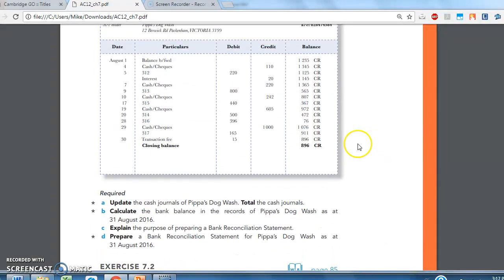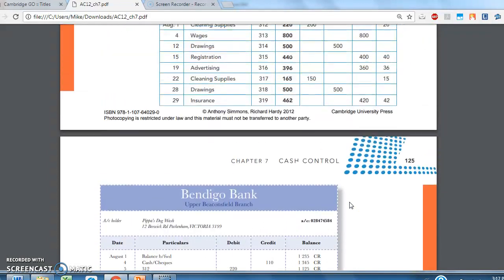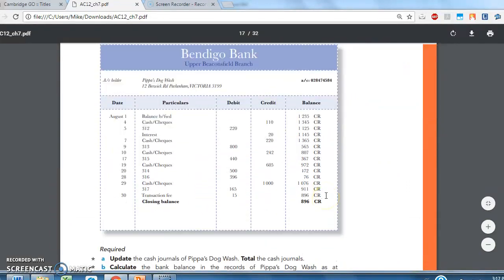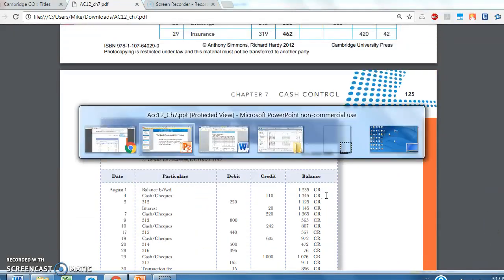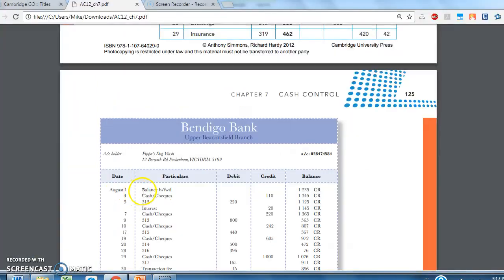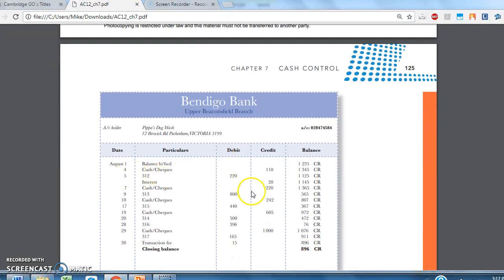Alright, so if we go answer question A, so update the cash journals of Pippa's Dog Wash, total the cash journals. So here we've got our cash journals, but it doesn't contain all the info, so we have to try to find out what actually isn't in there. So if we go to our solutions, I'm yet to add these in. So there is an item missing here, but how do we know what this item is? So I look through, I've marked it off one by one.